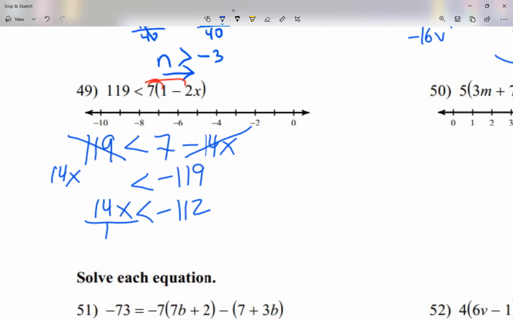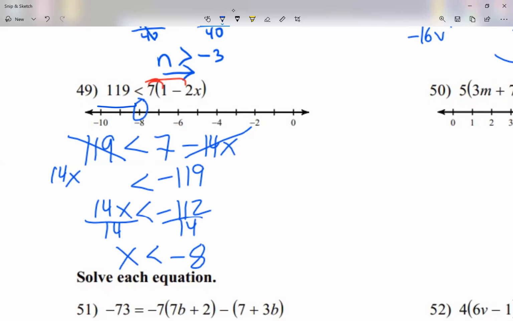Let me divide both sides by 14. X is less than negative divided by a positive is negative. 112 divided by 14 is 8. So x is less than negative 8. So I'm going to do an open circle at negative 8, and it goes to the left.